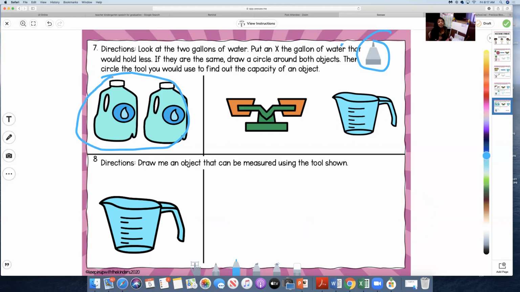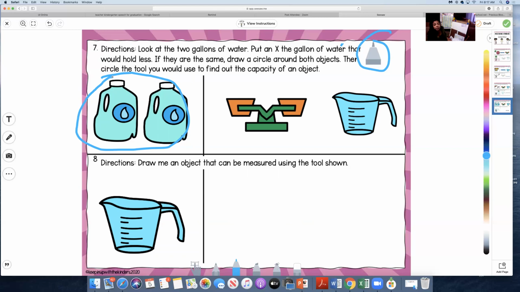Remember, boys and girls, if I was to pour the water out of this gallon of water, it would pour into, oh, sorry, boys and girls, I have to have my coffee still. So I would have to pour that water into something that will tell me how to measure the capacity.